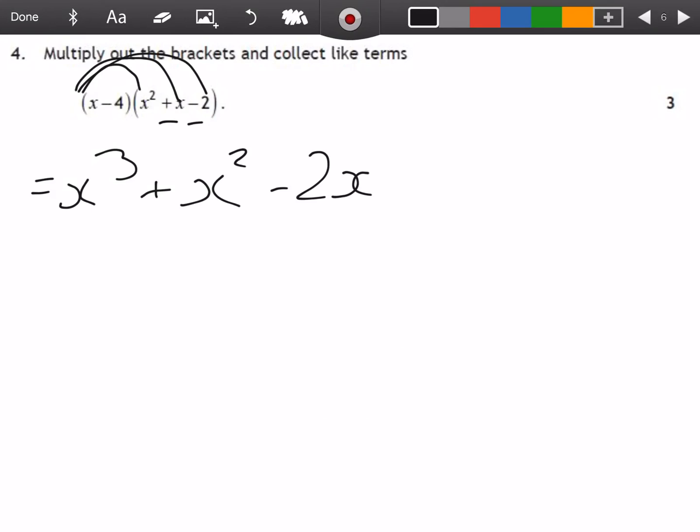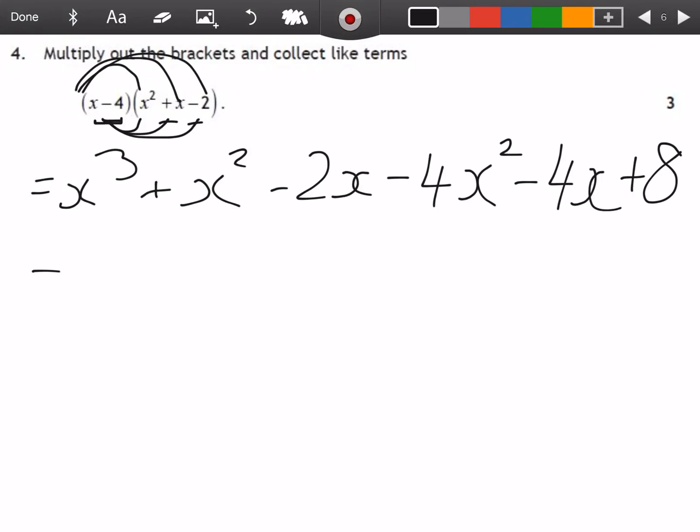Okay, and now we're going to multiply everything in this second bracket by the negative 4. Negative 4 times x squared, negative 4x squared. Negative 4 times a positive x is a negative 4x. And negative 4 times a negative 2. Remember, you're multiplying. Negative 4 times negative 2 is a positive 8. You get another mark, second mark, for getting those 3 terms correct.